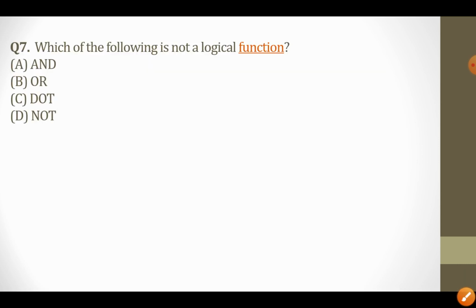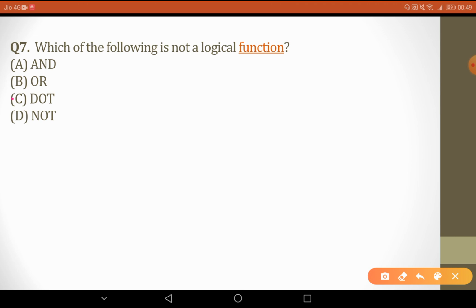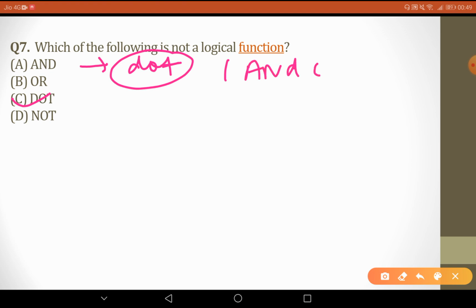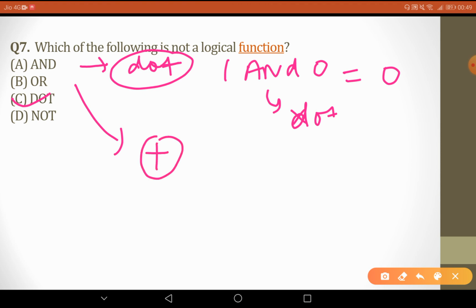Moving on, which of the following is not a logical function? AND, OR, dot, or NOT? So the right answer is dot. Dot is not a logic function. So AND is the dot, it tells about the dot product, like 1 and 0 will be 0 because AND tells about the multiplication dot, and OR tells about the additive feature, like 1 or 0 will be 1.